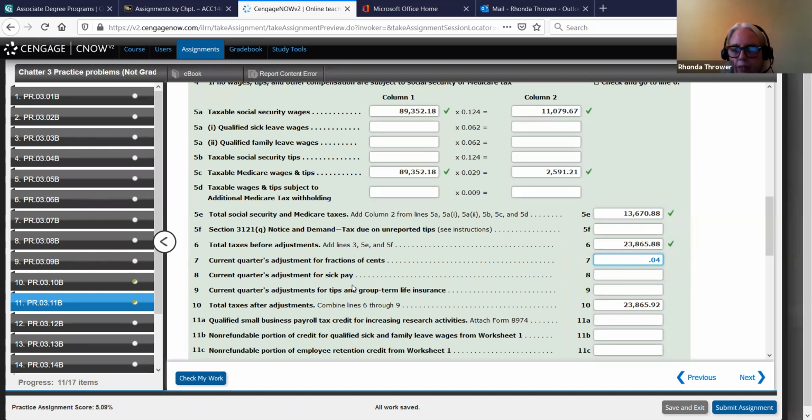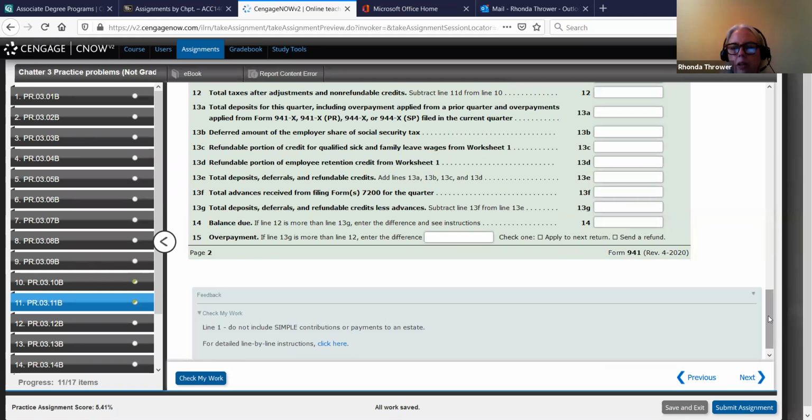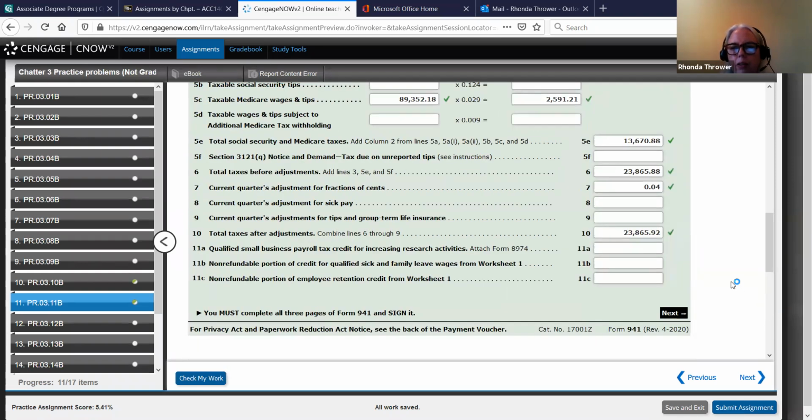We didn't have any sick pay. You don't worry about that. You don't worry about the quarter's adjustments for tips or group life insurance because they didn't tell us anything about that. So I'm going to check my work just to make sure that my math is correct for those fractions of cents, and you see that they are.